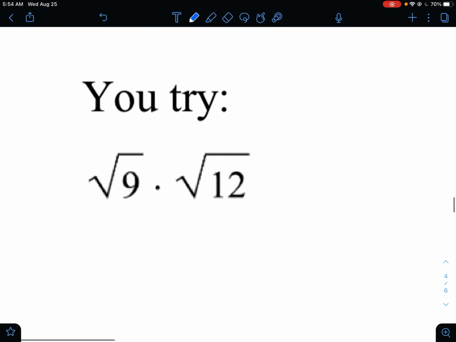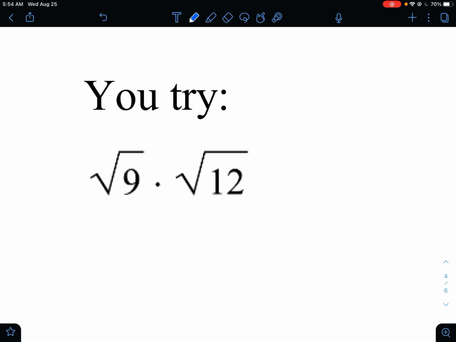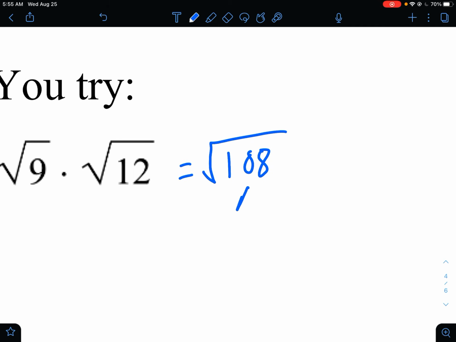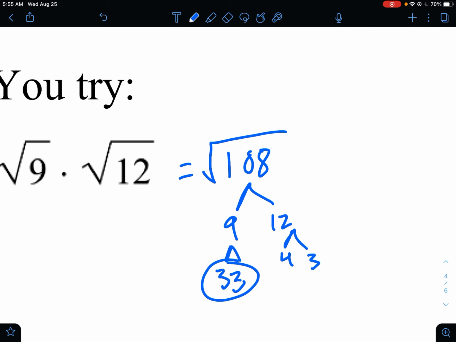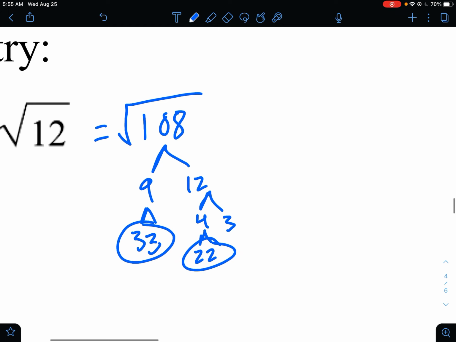We got an example here with just numbers. Pretty straightforward. You do 9 times 12, which is going to get you 108. And that definitely can be factored out some. Actually, we could just factor out 9 and 12. 9 becomes 3 and 3. That's a pair. 12 becomes 4 and 3, and 4 is 2 and 2. So you got a pair of 2s, you got a pair of 3s. Those come outside, we got 3 times 2. And then inside there's just the 3 left over, and so that'll give us 6 root 3.